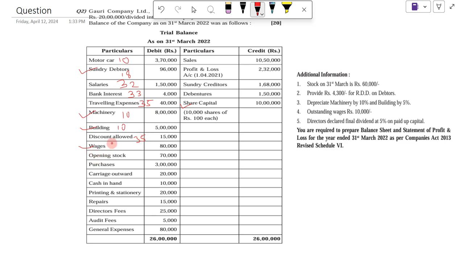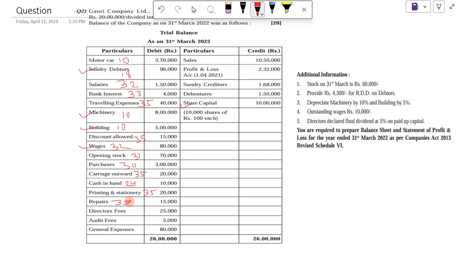Wages 32, opening stock 31, purchase 30, carriage outward 35, cash in hand 24, printing and stationery 35, repairs 35. These are all other expenses.